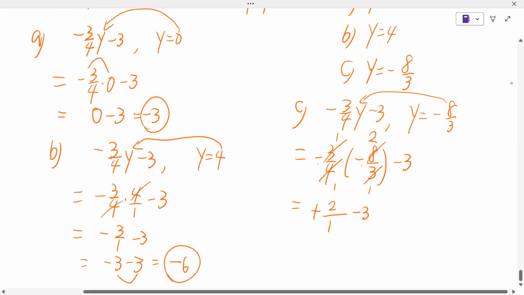So determine the sign first, and then we simplify the numbers. So we get 2 minus 3. And again, 2 is smaller than 3, so the result will be negative 1, right? Okay. Any questions about this?